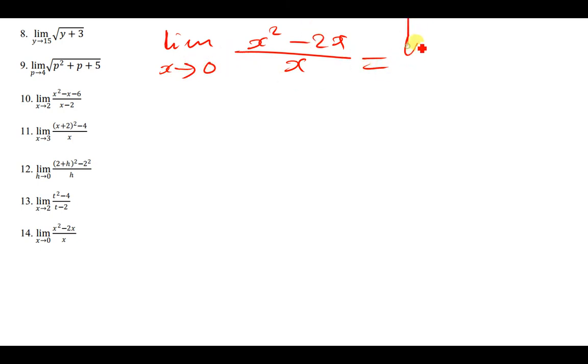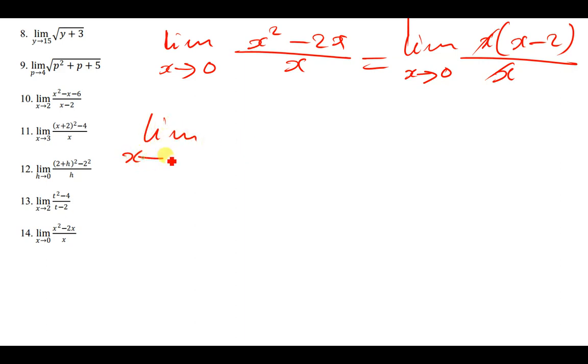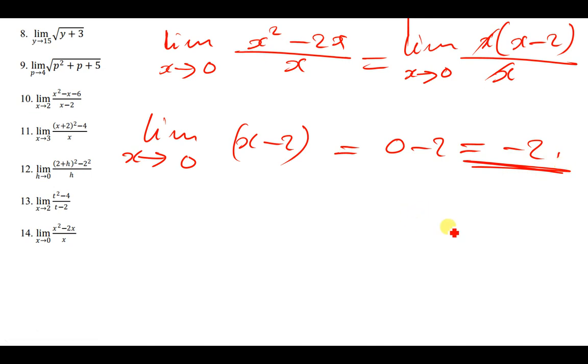So how can we do this? We factorize x, then we're going to have x minus 2 in brackets and everything over x, as x approaches 0. So this x and that x will go. Just remain with the limit as x approaches 0 of x minus 2. So this one will just be found by replacing x with 0. We'll have 0 minus 2. The answer will just be negative 2. So this is how you find the solution for these limits.